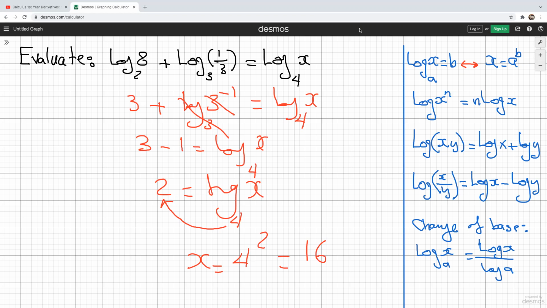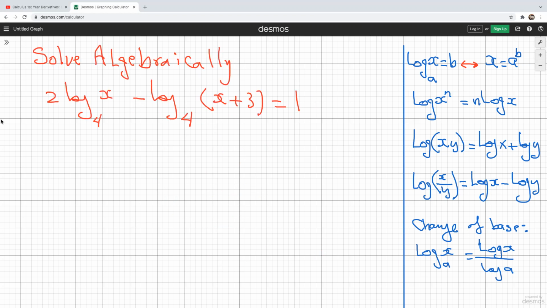Then let's take another question. So here's a question: solve algebraically 2 log base 4 of x minus log base 4 of (x plus 3) equals 1. Here in this situation, we're going to go from the expanded form to the combined form. Since it's a minus right here, it's going to be division. But before we do that, we have to bring the 2 up, because you cannot use this rule until you bring the 2 on top. You cannot have anything in front of the log to be able to apply this rule.